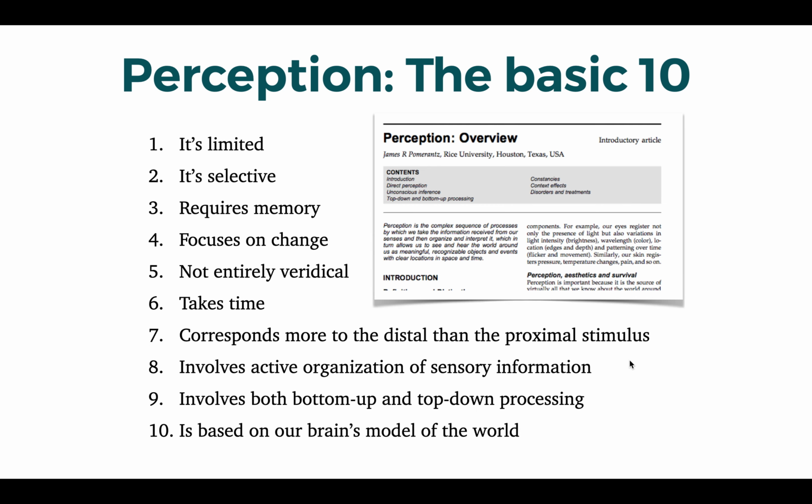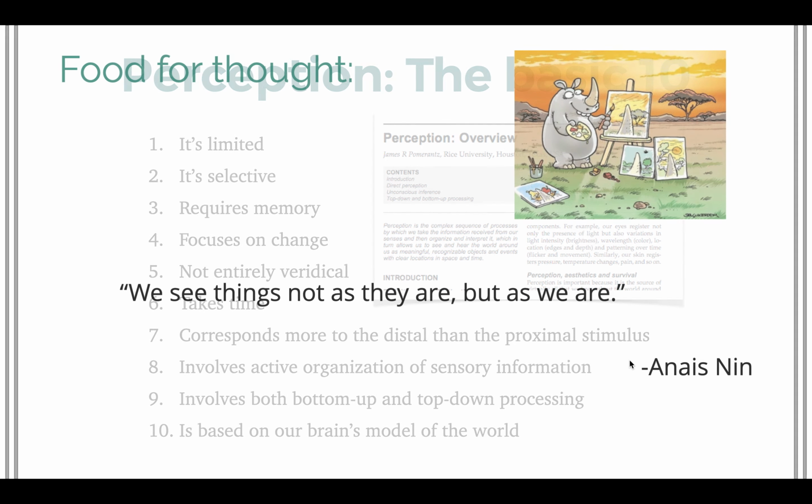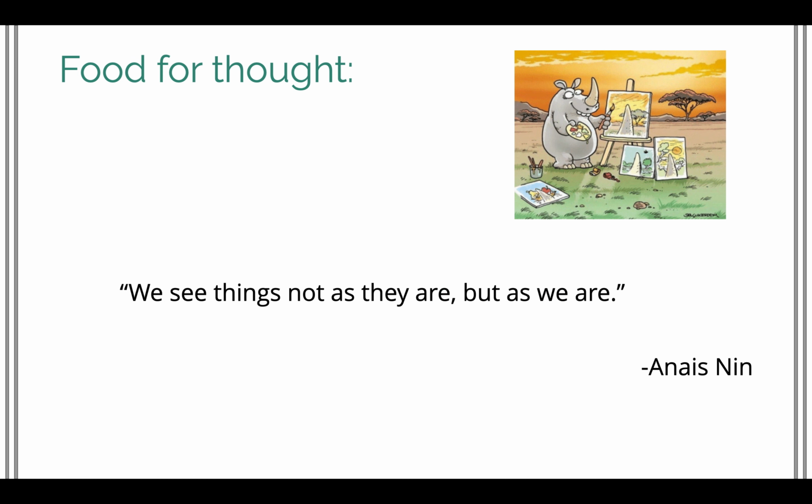And then one final piece of food for thought. We see things not as they are, but as we are. Attributed to Anais Nin anyway. No one is exactly sure where this quote comes from, but we'll say it's Anais Nin. Think about that. We see things not as they are, but as we are. We see the world with the machinery that we're given, not for all of the input that it has to offer.